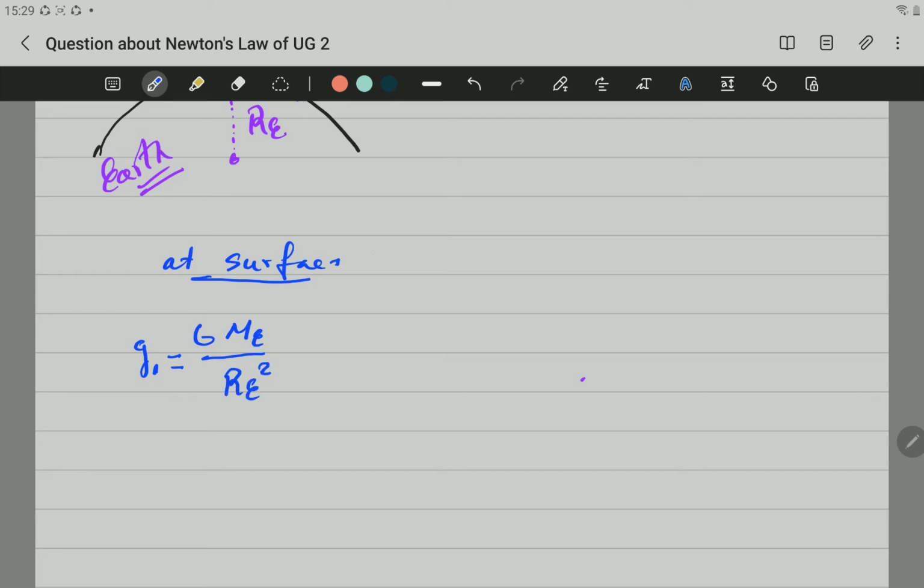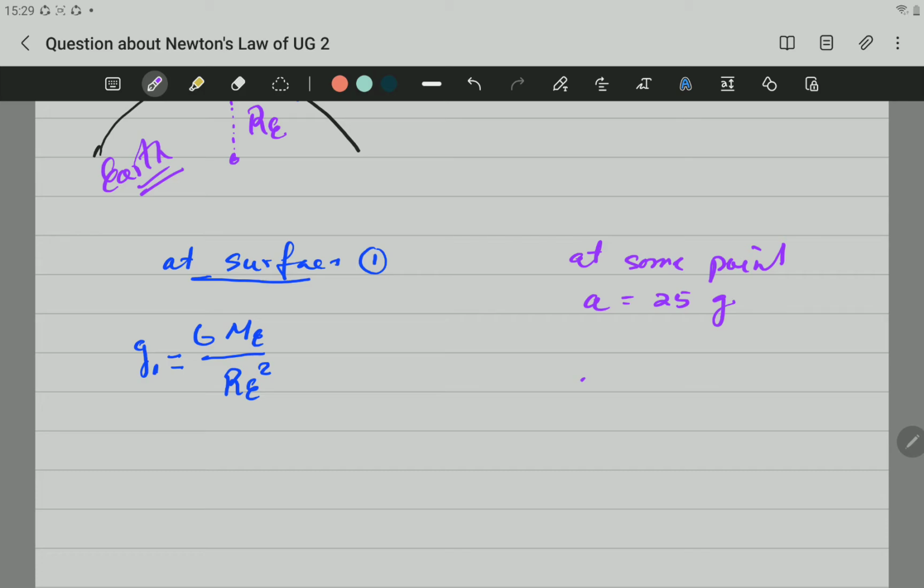So this is at surface. We're going to call it g1. Okay, so here is the surface, and we're going to see at some point. Now this one is at some point where the acceleration is equal to 25% of the acceleration due to gravity. Okay, that is 1/4.